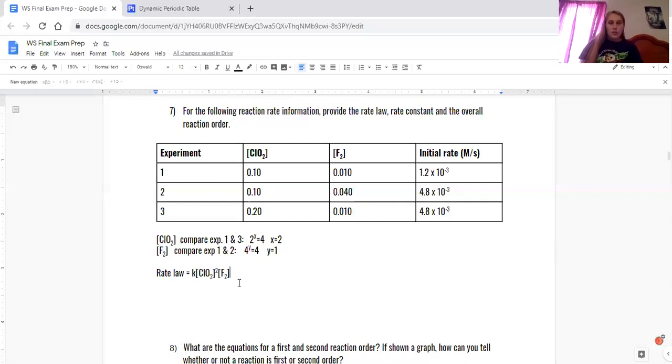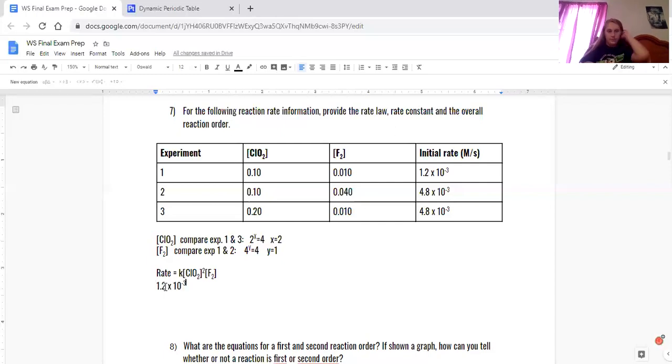But we need to figure out what our rate constant is, so that we can figure out what this K value is and go ahead and plug that in. To do that, we are going to plug things in. So let's just go ahead and use the first reaction because it's easiest, it has the smallest numbers. So we have our rate of this right here, and that's going to equal K.